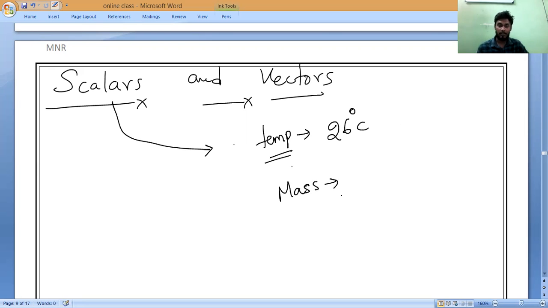Now, I ask you mass. Harish, what is your mass? Sir, about 50, almost 50 kilograms. Is Harish having 50 kilograms towards south, towards east, towards west? Am I saying it like that? No, sir. Then we say mass is also which quantity? Magnitude. Okay.